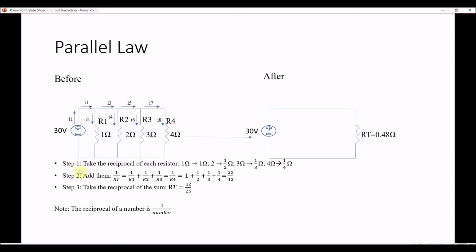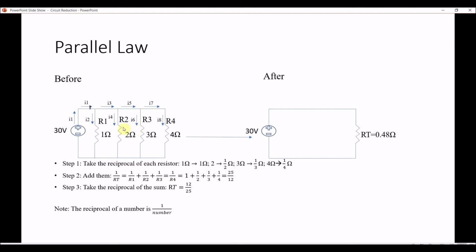Now let's look at step 1. First you take the reciprocal of each resistor. So the reciprocal of 1 is 1, the reciprocal of 2 is 1 over 2, the reciprocal of 3 is 1 over 3, and the reciprocal of 4 is 1 over 4. Then step 2, you add them. So the formula is 1 over R total equals 1 over R1 plus 1 over R2 plus 1 over R3, and, oh, this should be a plus 1 over R4.